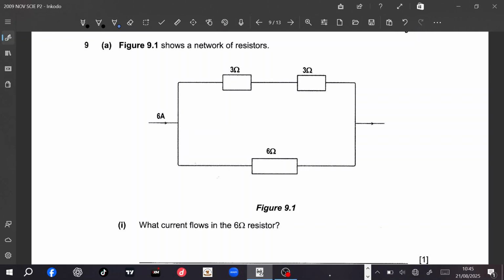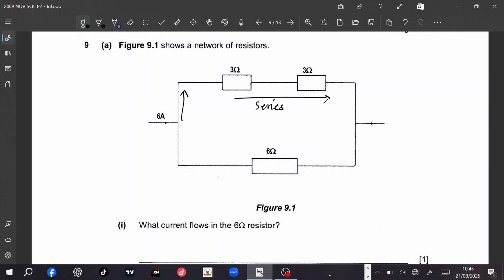So we have a parallel circuit, and if we follow this route here, you'd find that we will meet resistor 3, and again we'll meet resistor 3. So we have two resistors. When passing from resistor 3 to another resistor 3, there is one path. What does that mean? It means that these two resistors are in series.